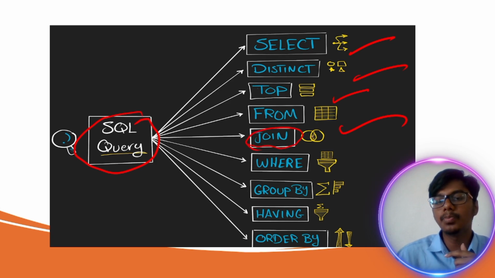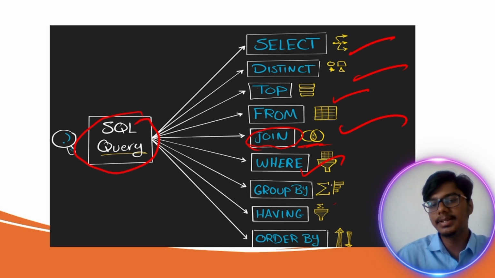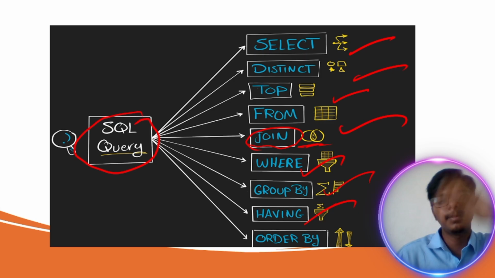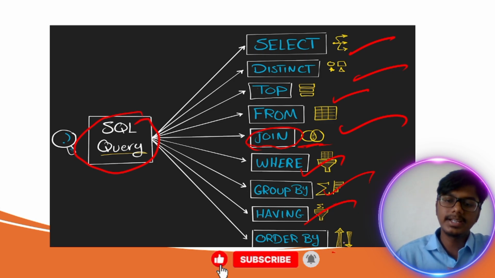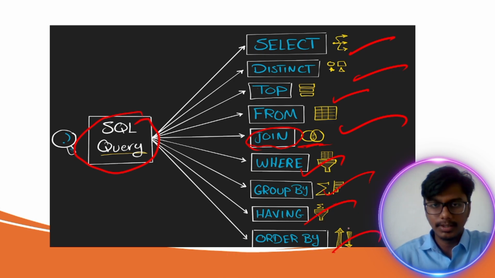Later we will cover a very important topic called joins. Then we want to filter the data, so we can use where. If we want to categorize and summarize the data, we can use group by. We can use having to filter the data again after where. And again we want to order it based on ascending or descending order, so we can sort using order by.